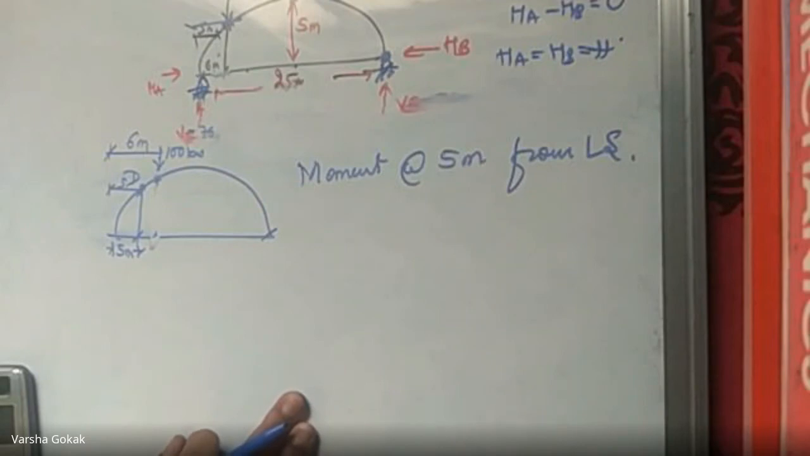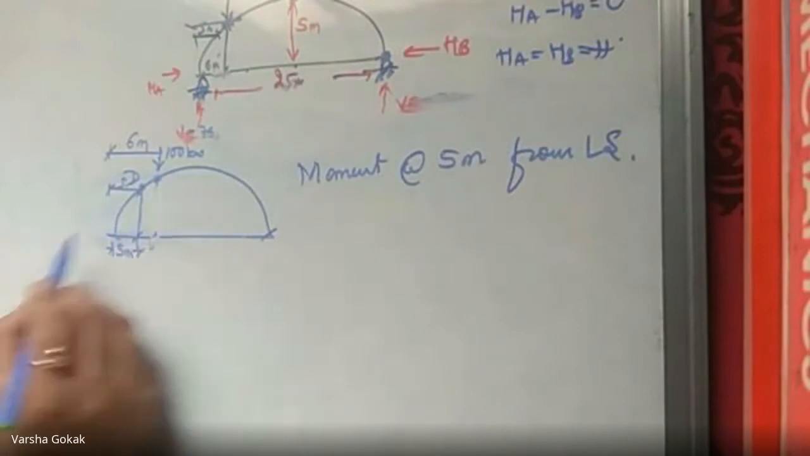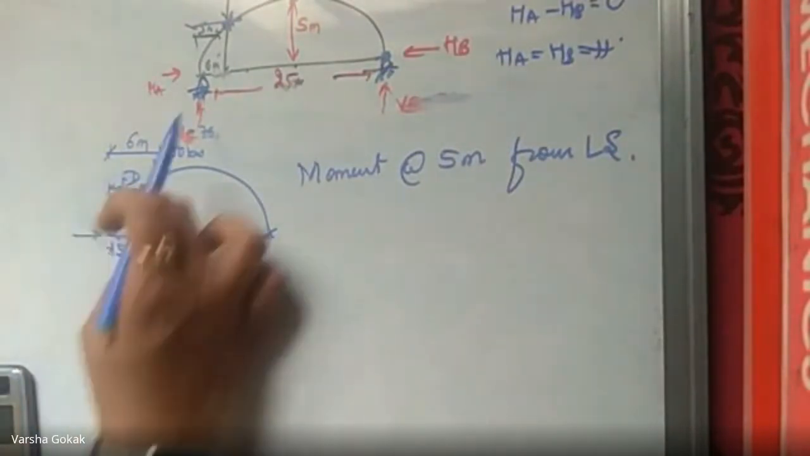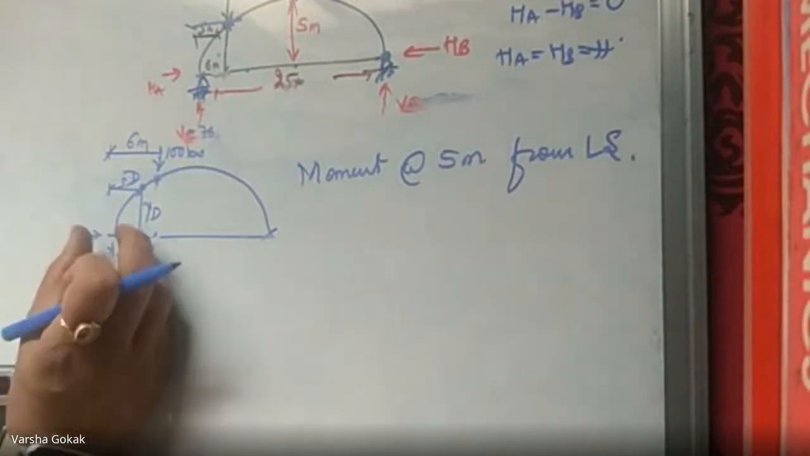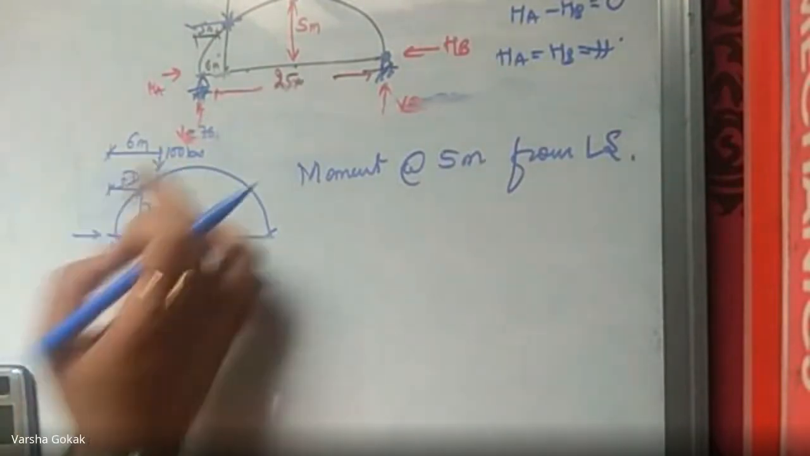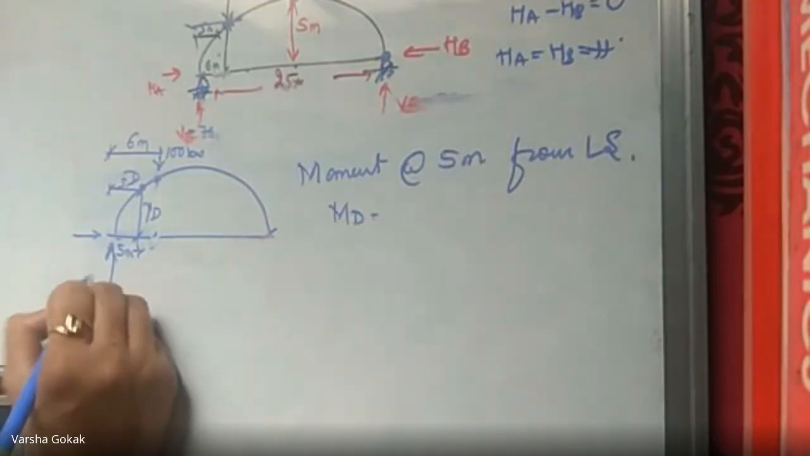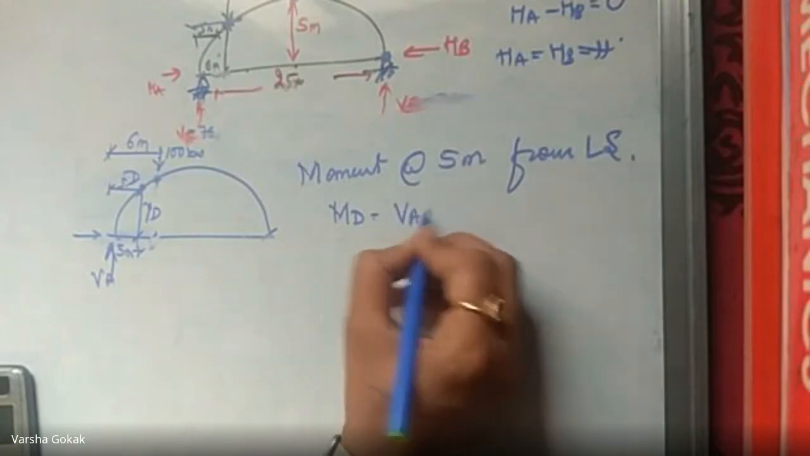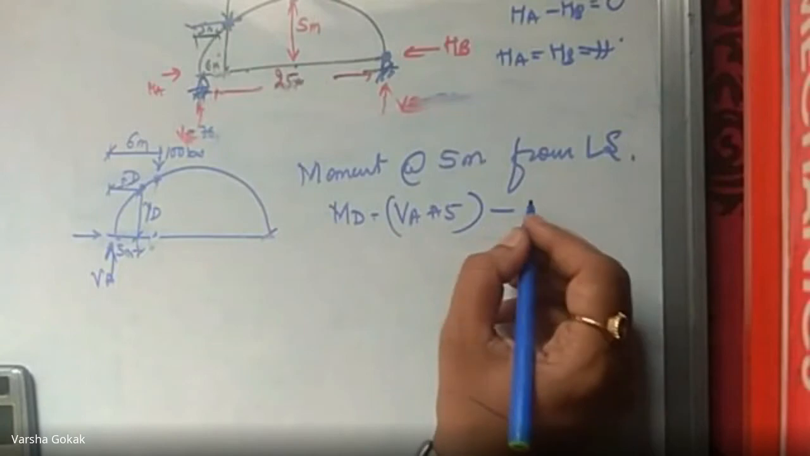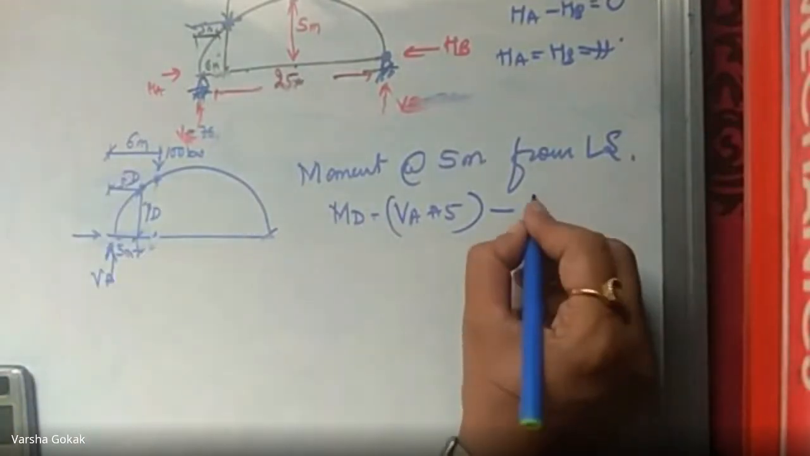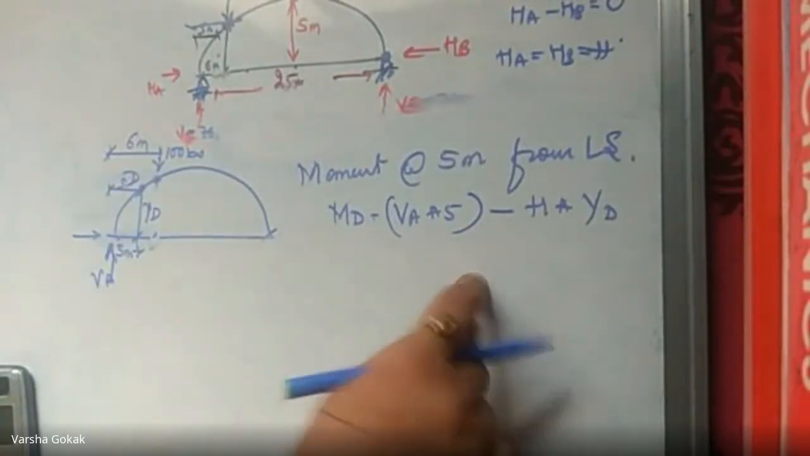Any guesses? How do we go ahead with this? I need this y distance because it's H into YD. So how do I get that YD? I will have VA into 5 and H into YD. Correct? Moment at D. When I'm writing the moment at D, here I have a VA coming. So VA into 5, because it is clockwise, minus H, which goes like this, anti-clockwise, minus H into distance YD. How do I calculate YD?